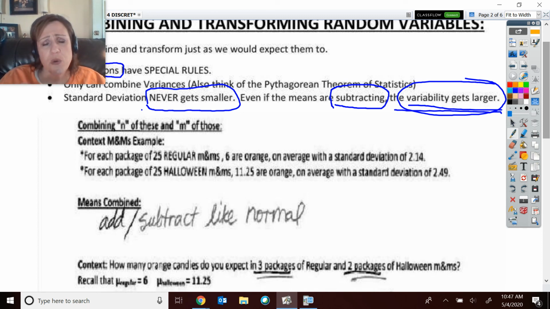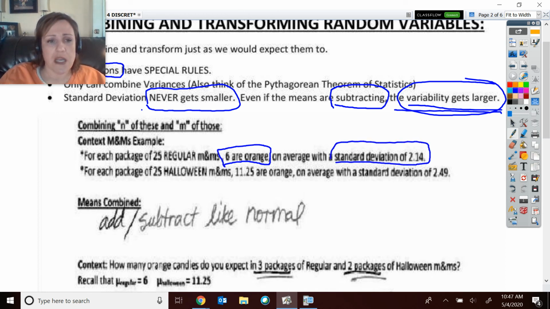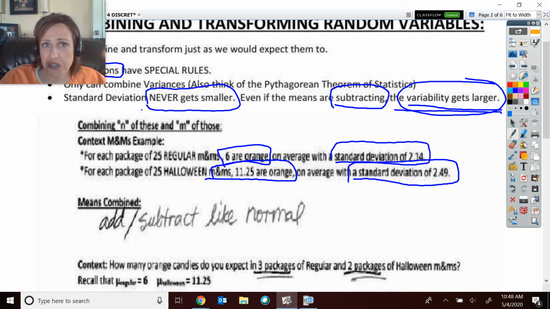Well, what you get in the bag of M&Ms varies. There's usually 6 orange on average, but we have this standard deviation of 2. The Halloween ones, there's usually about 11.25 orange, because those ones just have orange, green, brown, and purple, with a standard deviation of 2.49. So we have those 2 uncertainties with how many M&Ms there are.